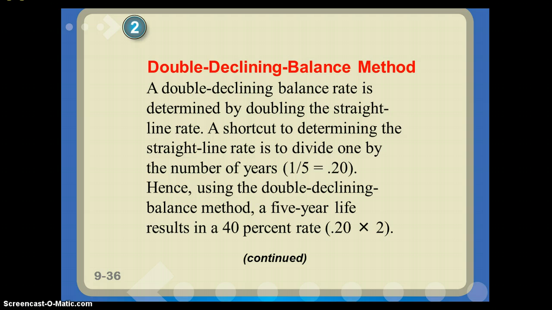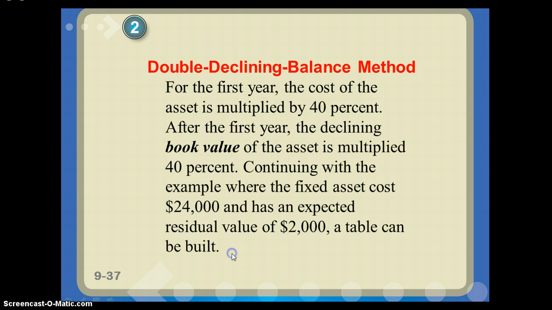A double declining balance rate is determined by doubling the straight line rate. A shortcut to determining the straight line rate is to divide 1 by the number of years. So using the double declining balance method, a 5-year life results in a 40% rate. So the straight line method, 1 over a 5-year useful life equals 20%. We multiply that by 2, to get a 40% rate for the double declining balance method.